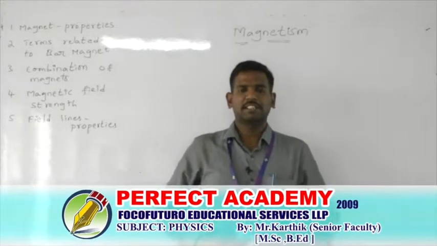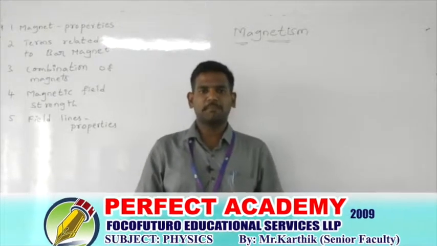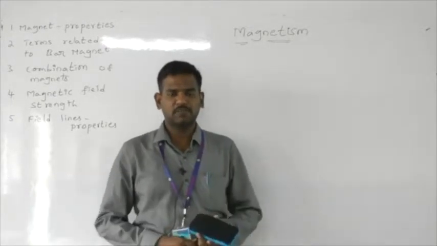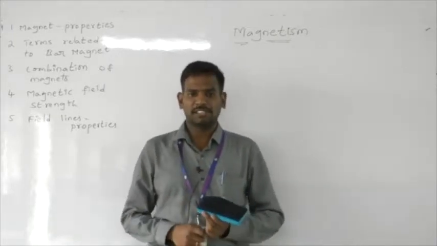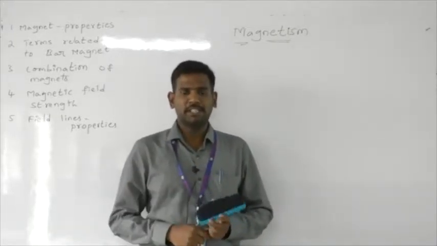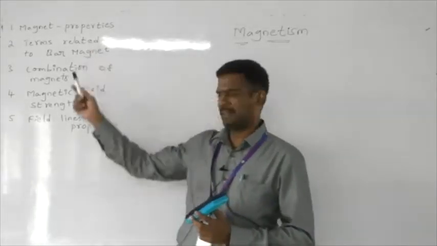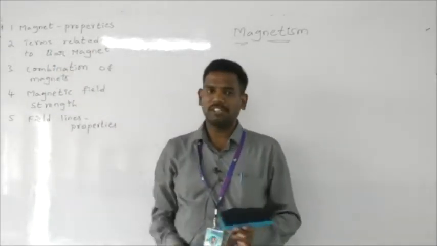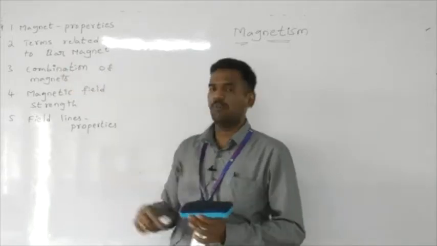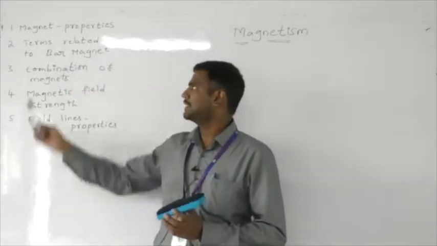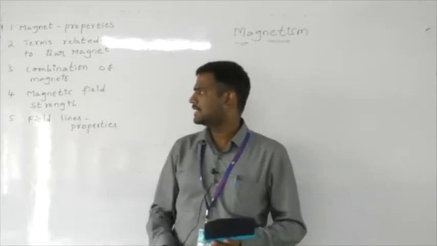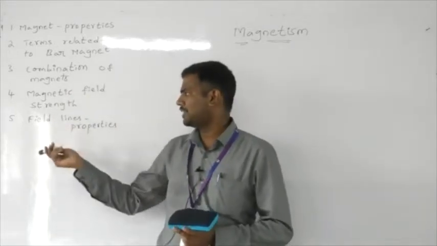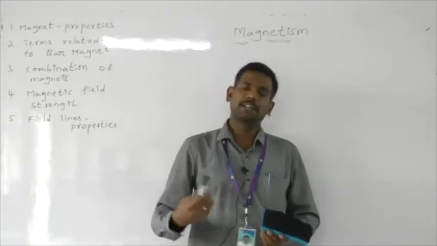Yes, hello children, this is Karthik, Senior Physics Faculty from Perfect Academy, and in this session we are going to understand the next topic, which follows magnetic effects of current, that is magnetism. In this session we are going to understand these 5 things: magnet, what is the meaning of magnet and its properties, and various terms related to bar magnet, the combination of magnets, and the last 2 are magnetic field strength and the field lines, their properties.